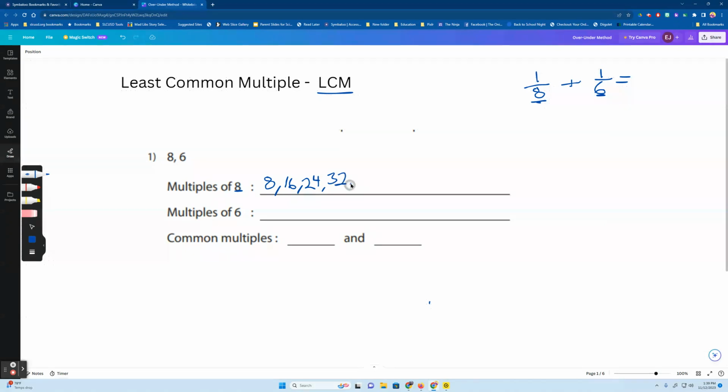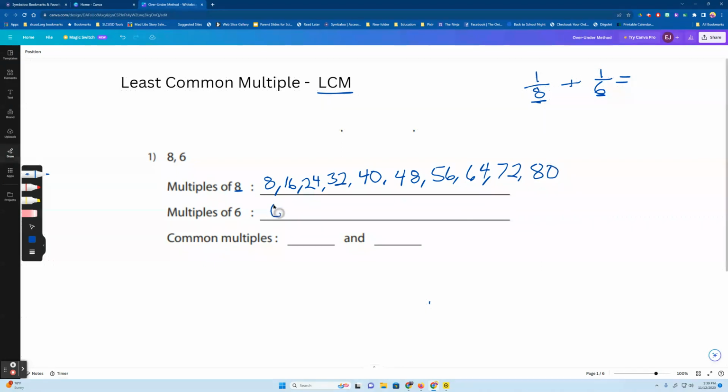8 times 4 is 32. 8 times 5 is 40. 8 times 6 is 48. And we'll just keep on going here. 8 times 7 is 56. 8 times 8 is 64. And 8 times 9 is 72. And 8 times 10 is 80. And we'll just go up to 10. All right, let's do it for 6.